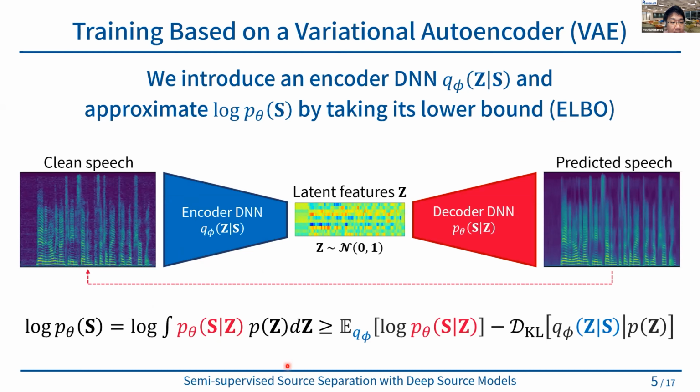As in this inequality, we can take a lower bound of log marginal likelihood with this one: the expected log likelihood and Kullback-Leibler divergence between the approximated posterior q and the prior distribution p(z). Since these two terms are easily calculated, we can train the encoder and decoder networks to maximize the log marginal likelihood by maximizing this lower bound.